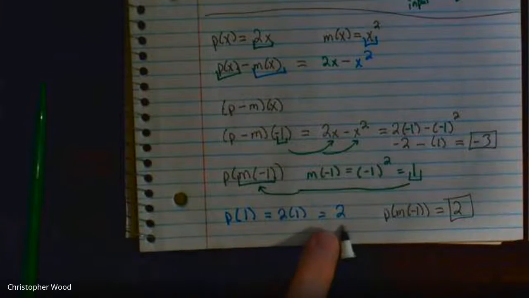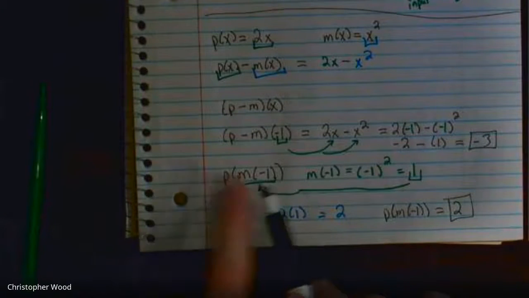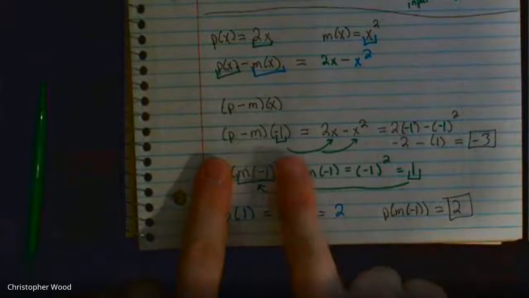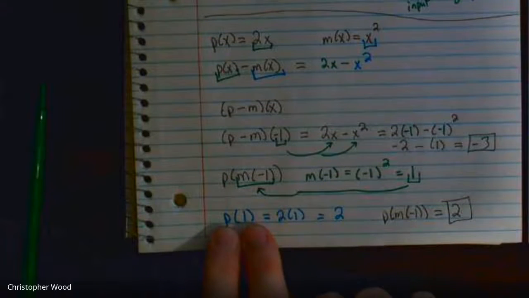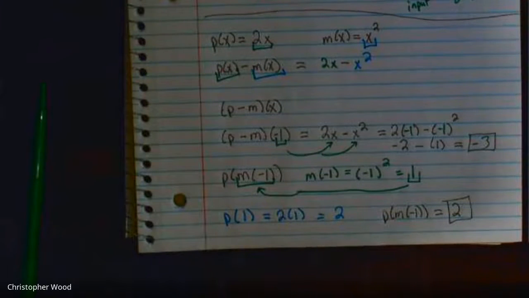This final one right here. So I started on the inside. So kind of ignore the outside function. You do m of -1. You get an answer. You plug that answer in and do the p function, and you get your final answer there. Okay. So those are some evaluations, some operations, and some composition.